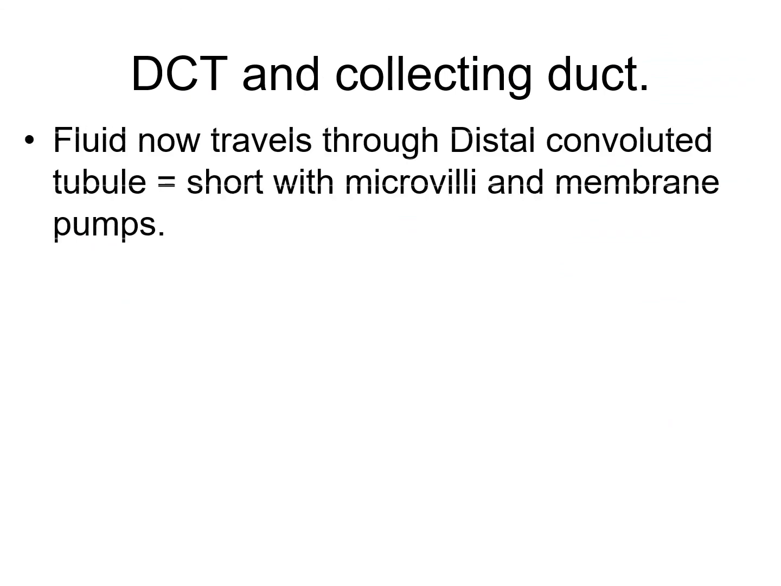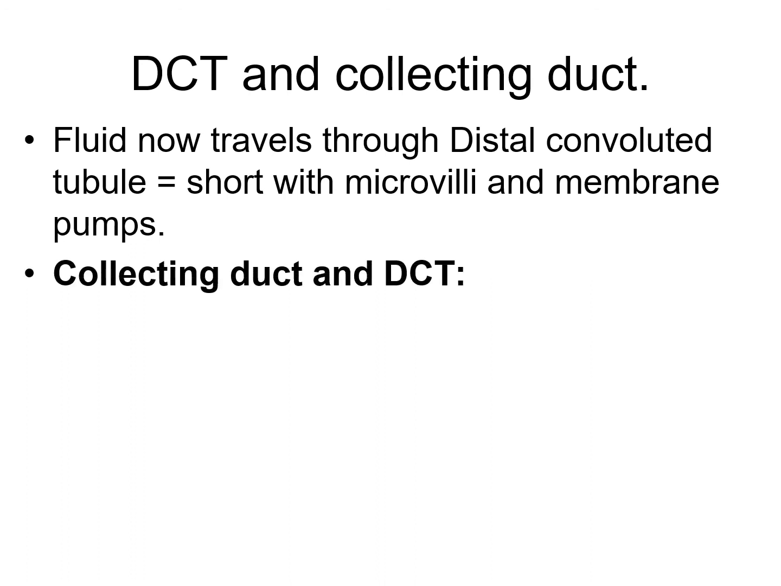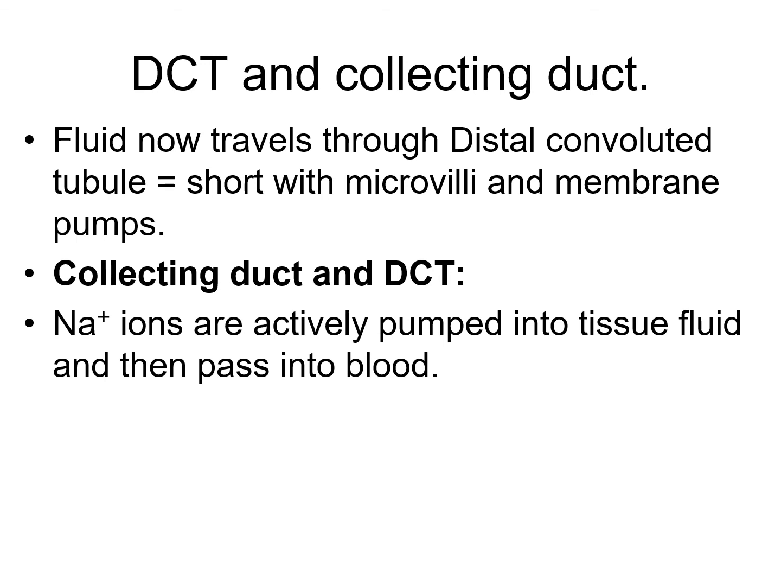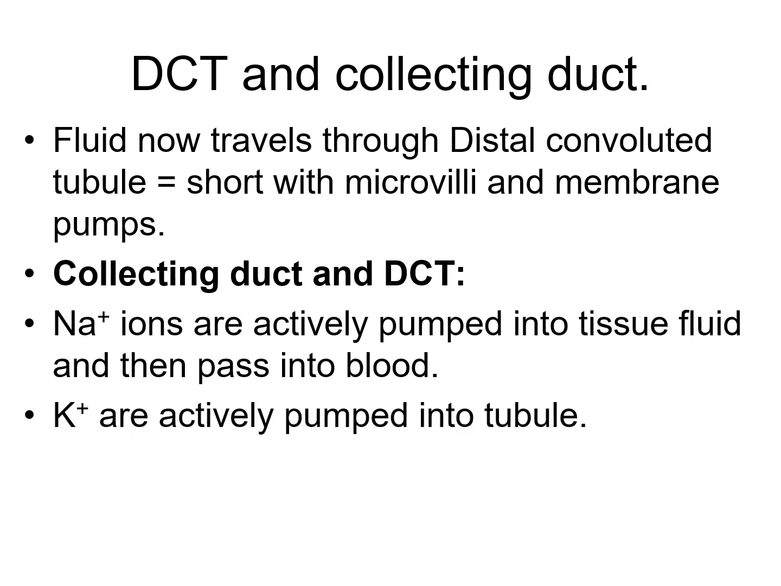For the distal convoluted tubule and the collecting duct, you just need to know that fluid goes through that after it goes through the loop of Henle. It's very short, but it's got lots of microvilli, and it uses membrane pumps to pump more sodium out. Sodium ions are actively pumped into the tissue fluid, and that means that water will pass out as a result. Sorry, potassium is actively pumped into the tubule from the bloodstream at that point.